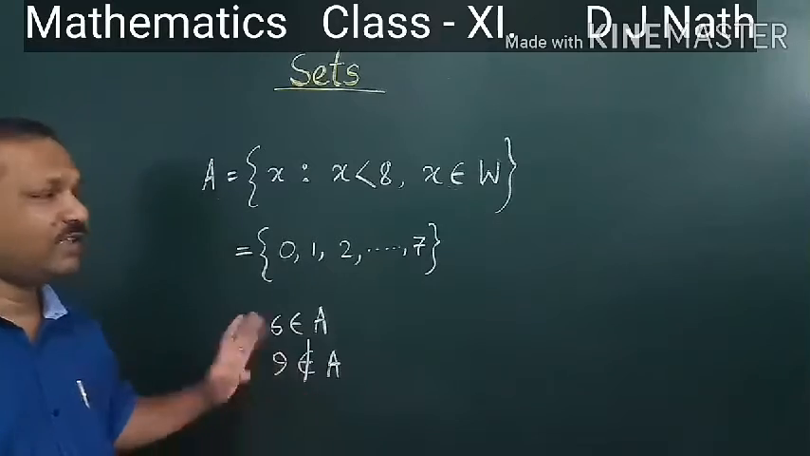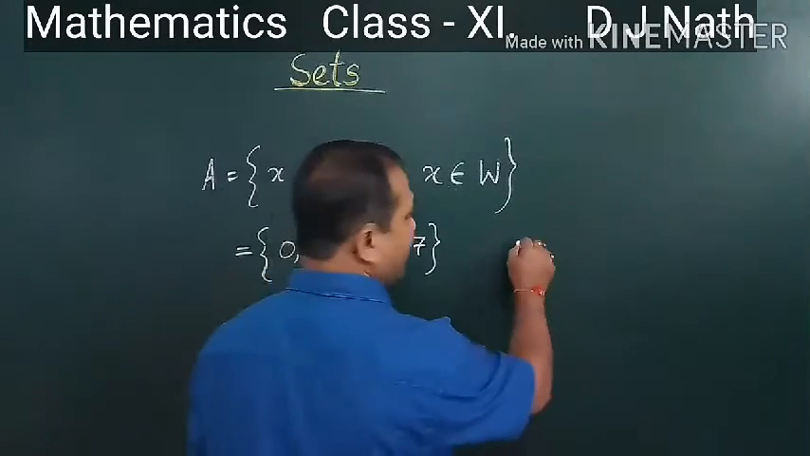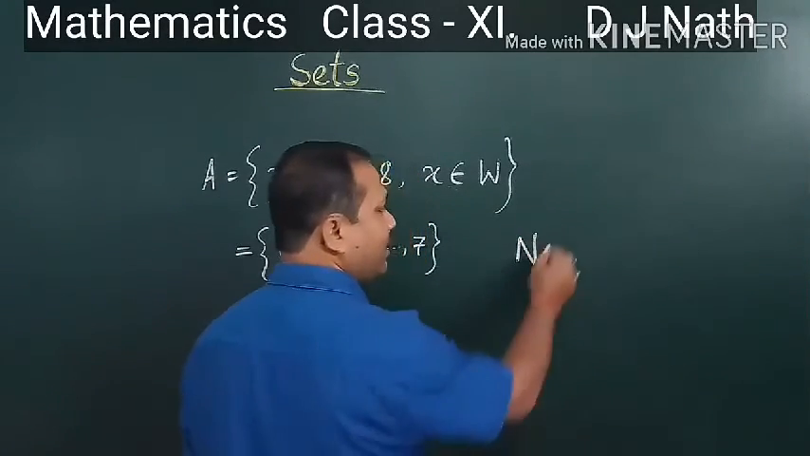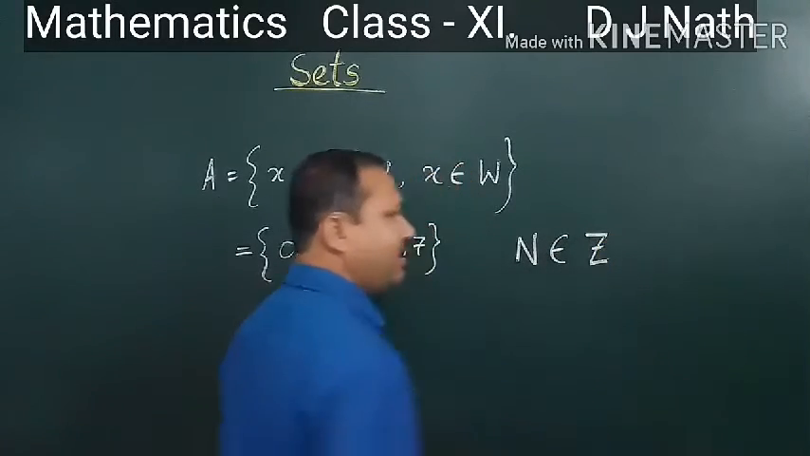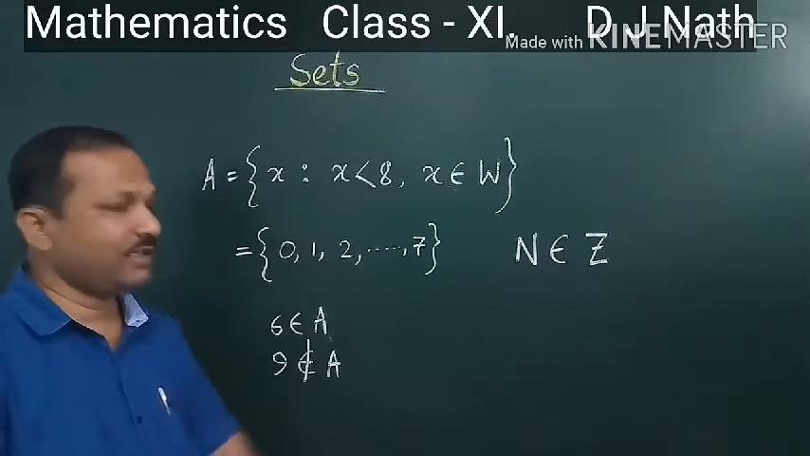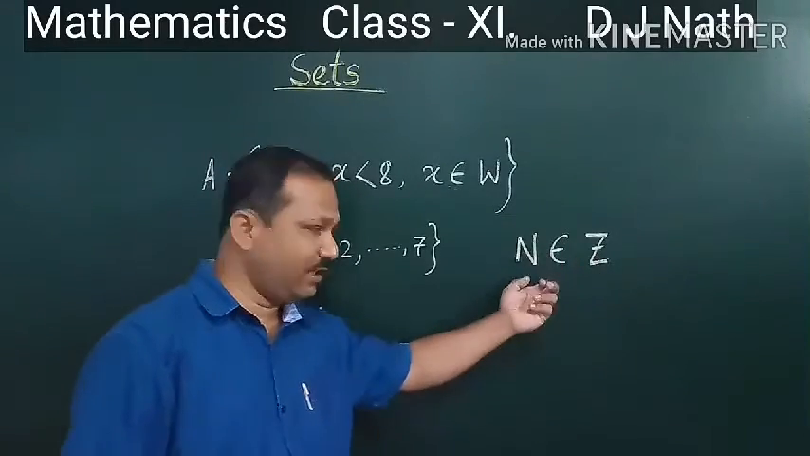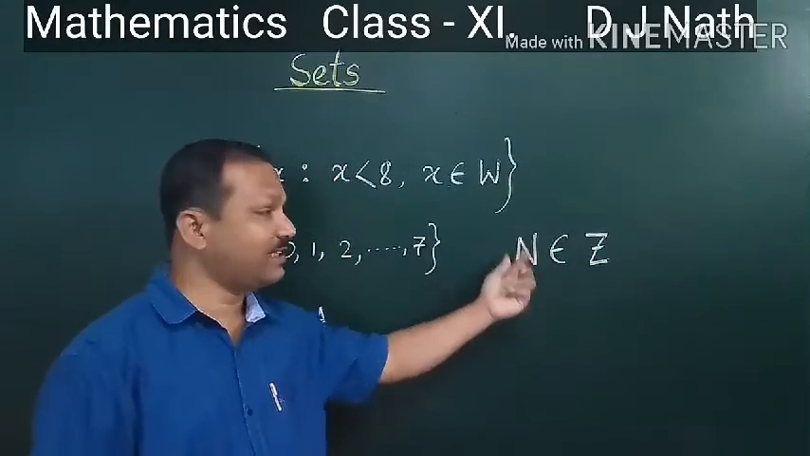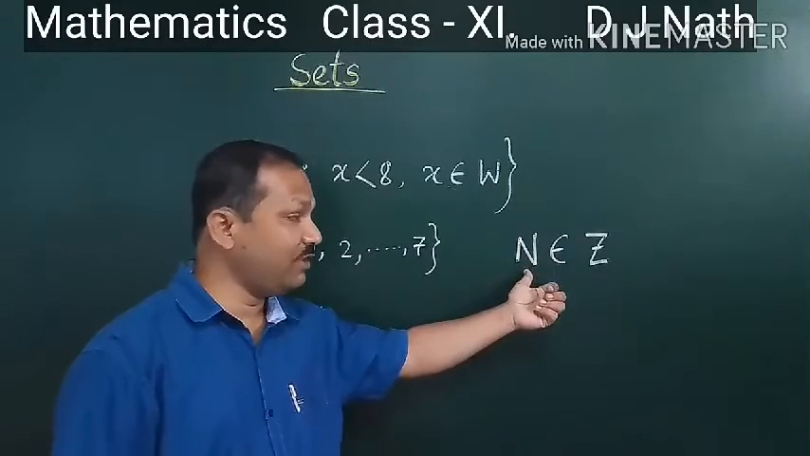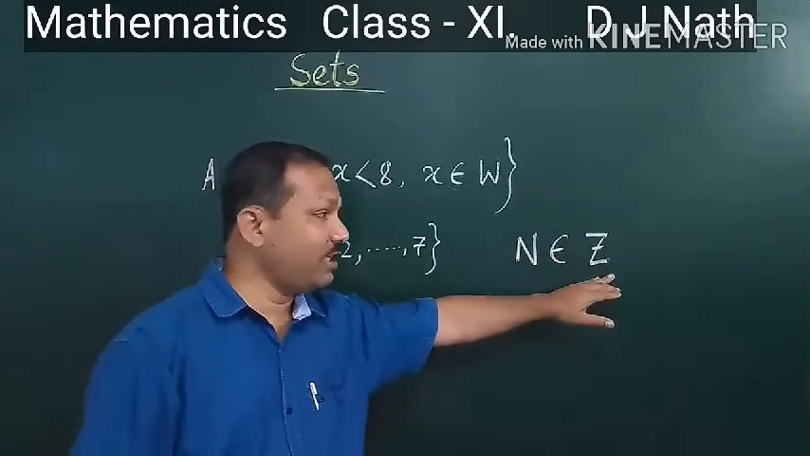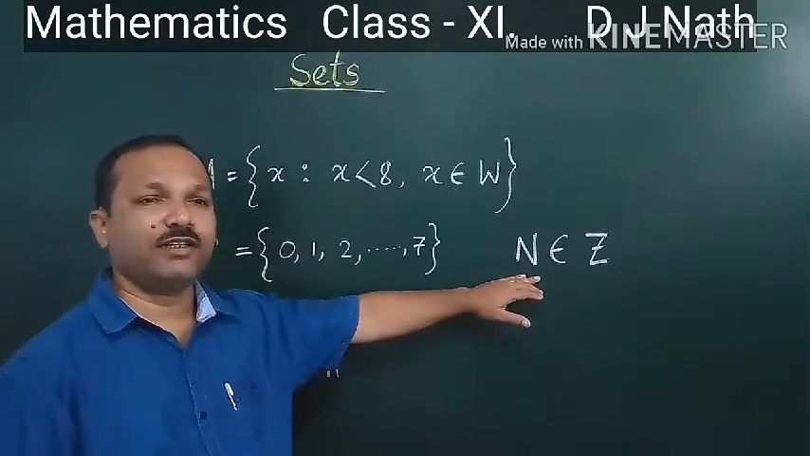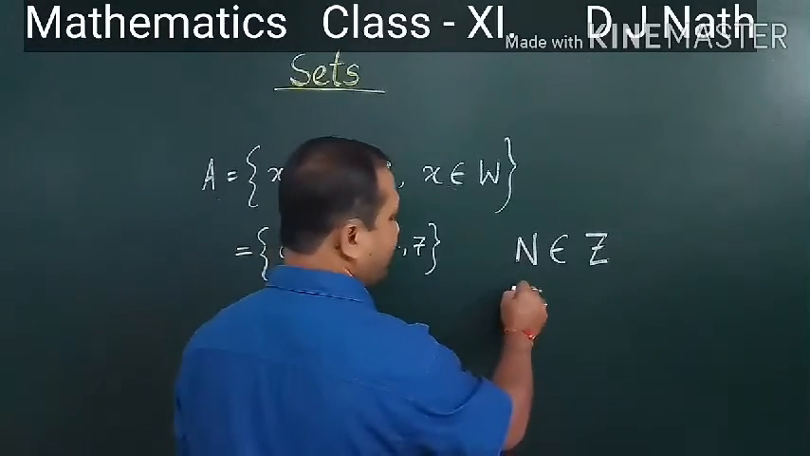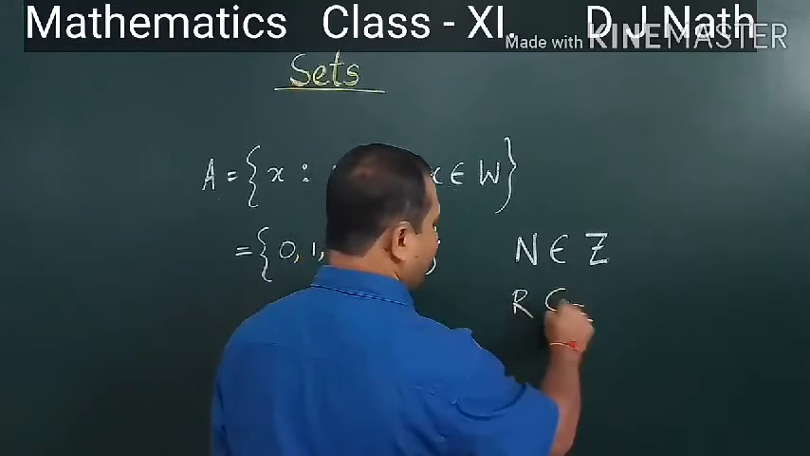Alright. Now if I say another one, say natural number belongs to integers, these both are sets. It may be an element, it may be a set also. This set means the elements of this set belong to the elements of integers. Yes, it is also possible.